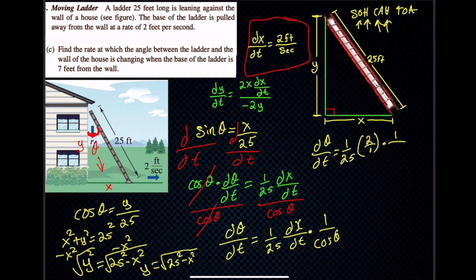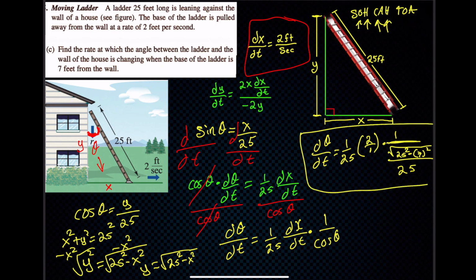So therefore, cosine here is simply equal to y, which is the square root of 25 squared minus 7 squared, where I'm replacing the x value. Oops, this is not leaving. Illustrating the 2 here. Over 25. So that is our final solution for this problem.